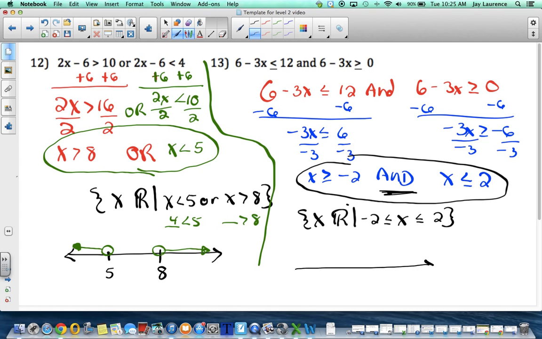All right, I got a number line here. I've got to show negative 2. I've got to show positive 2. And then I'm going to put closed points because they're equal.